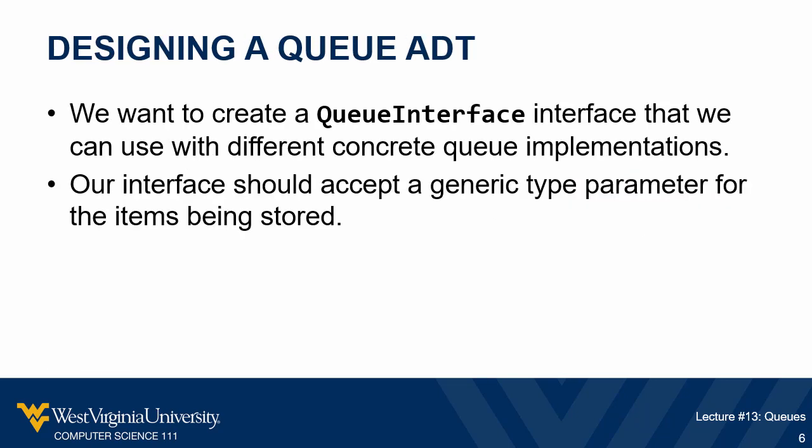Let's think about what sort of operations we're going to want to support with a queue. We're going to have to code up an interface here so that we can have different concrete implementations that'll all be coded against that interface. And we're going to design our interface so that it'll have a generic type parameter so that we can control a specific type of data that we want to allow to be stored in our queue.